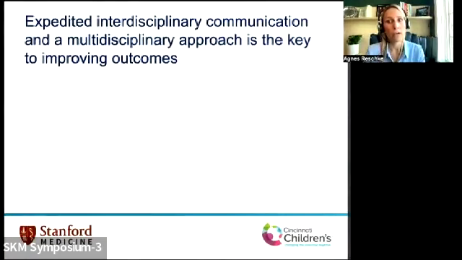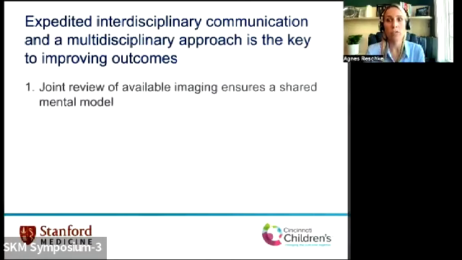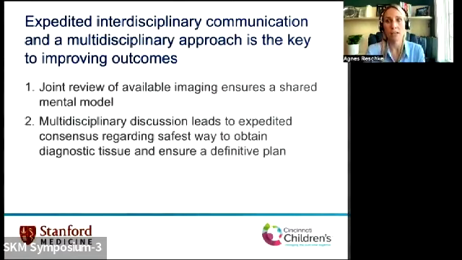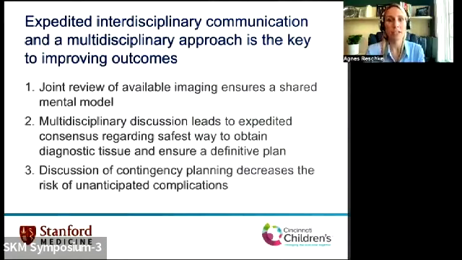This pathway has been live for about 4 years now, and we have found similar outcomes to our hyperleukocytosis pathway. Again, expedited interdisciplinary communication and a multidisciplinary approach is really the key to improving outcomes. The joint review of available imaging ensures a shared mental model, and then the multidisciplinary discussion leads to expedited consensus regarding the safest way to obtain diagnostic tissue to ensure a definitive plan. Lastly, the discussion of contingency planning decreases the risk of unanticipated complications. Again, we were very lucky at Stanford to be able to create and implement a pathway like this, and I believe it's really improved our outcomes.